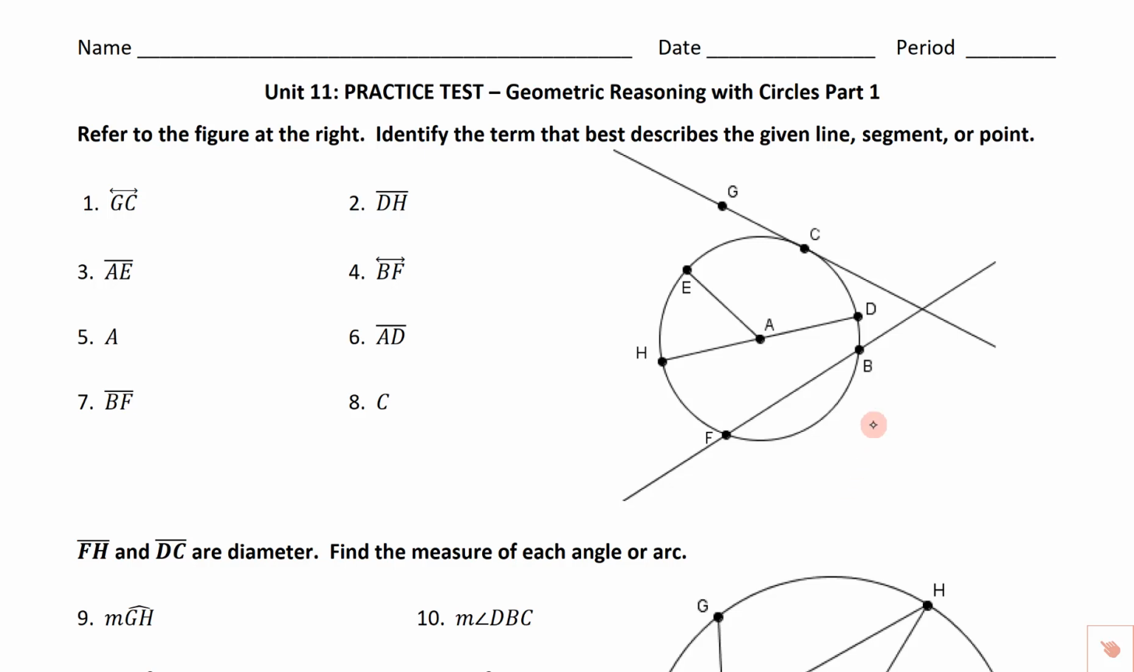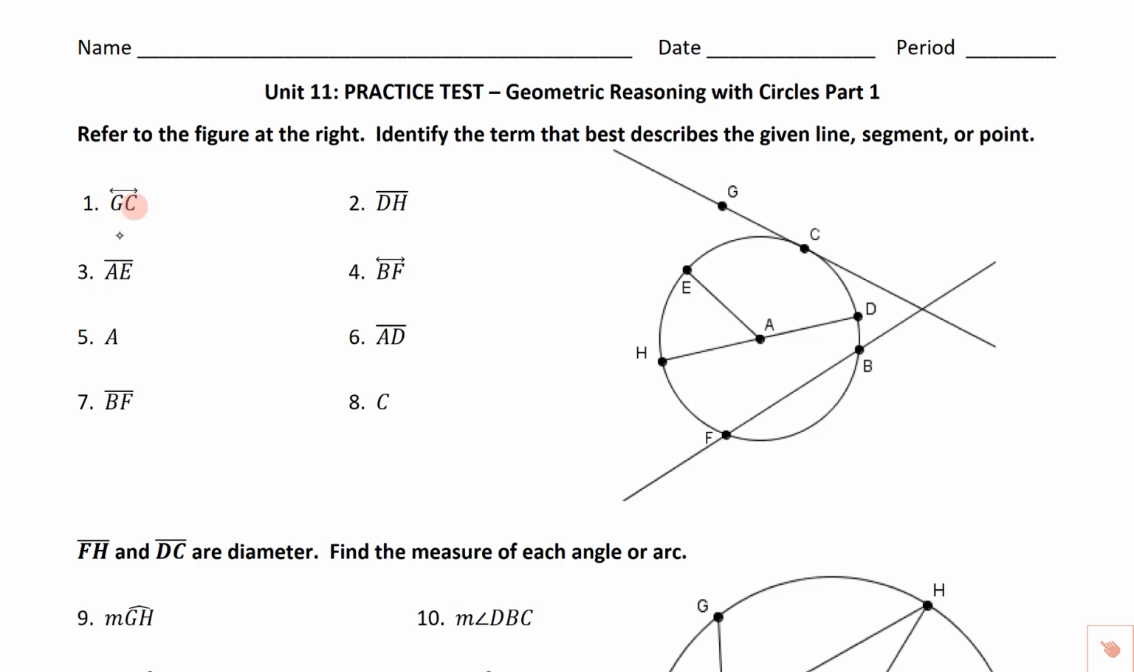Well, let's take a look at the practice test for Unit 11, so geometric reasoning with circles. This is Part 1. We'll do Part 2 in Unit 12. So it says, refer to the figure at right, identify the terms that best describe the given line, segment, or point. So let's take a look at number 1.